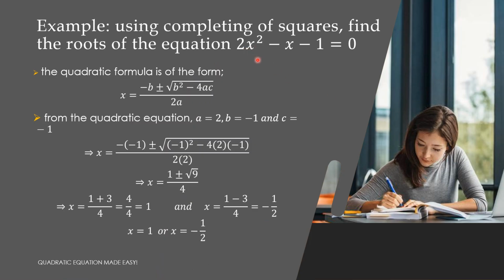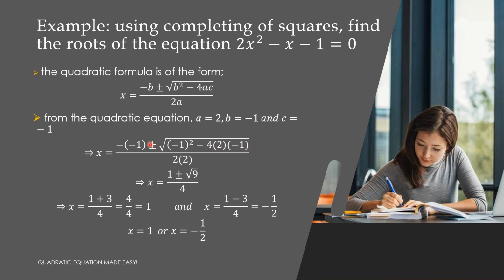Using the same example, let's look at how we can use the quadratic formula to find our root. First, we have to write the quadratic formula. Second, we have to be able to identify our coefficient of terms, which is the a, b, and c. So a in this question is 2, b is negative 1, and c is also negative 1.